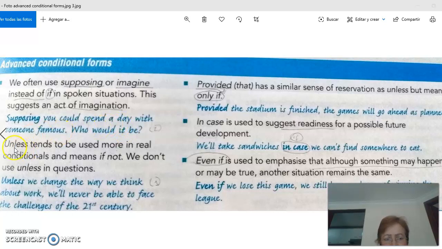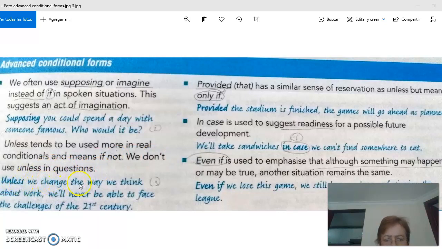The next one is the use of unless in conditional sentences. Unless tends to be used more in real conditionals and means if not. We don't use unless in questions. So let's see the example.